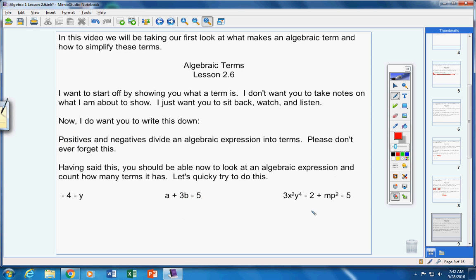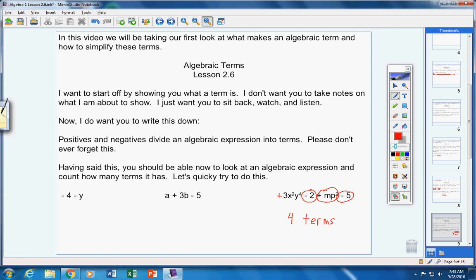Okay, let's take a look at another one. How many terms does this expression have? Well, I don't care how big this is, there are no positives or negatives, so there's one term. Here's my next term, here's my next term, and here's my next term. So I have a total of 4 terms. Got it? This term here is positive, this term here is negative, this term here is positive, and this term here is negative.